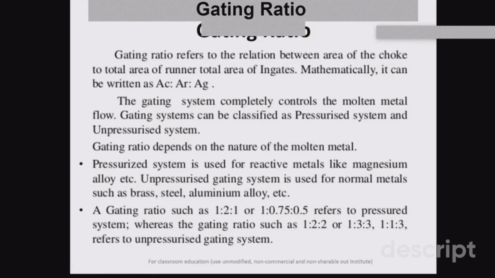Both gating systems have their own advantages and disadvantages, and for that you have to refer to the books. You just have to remember that the pressurized system is used for reactive metals like magnesium alloys, because these magnesium alloys are highly oxidized and they should be fed under the pressurized gating system, so that the magnesium metal does not have enough time to react with the atmospheric gases, and it should suddenly fill the mold cavity and solidify immediately. So the pressurized system is used for the reactive metals, and the unpressurized gating system is used for all other metals.